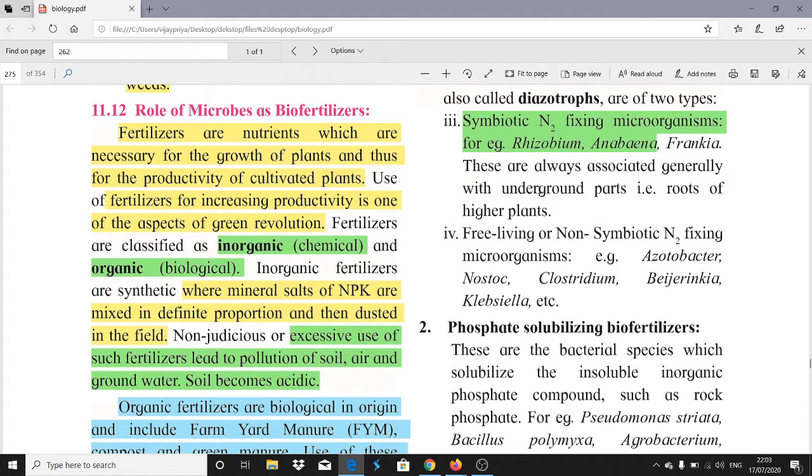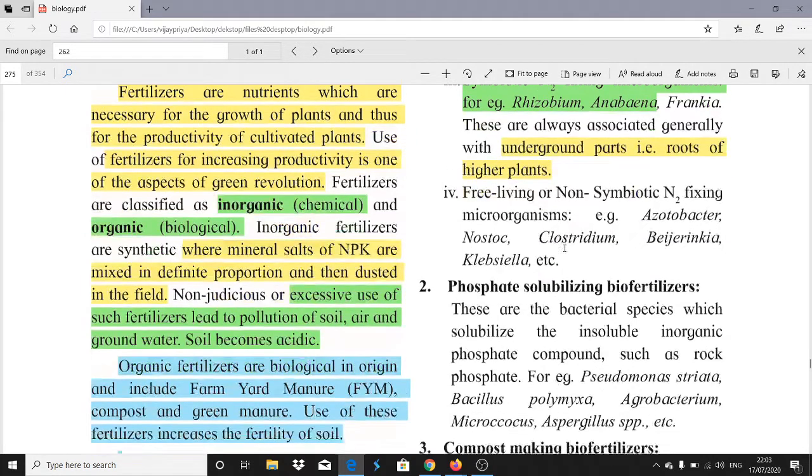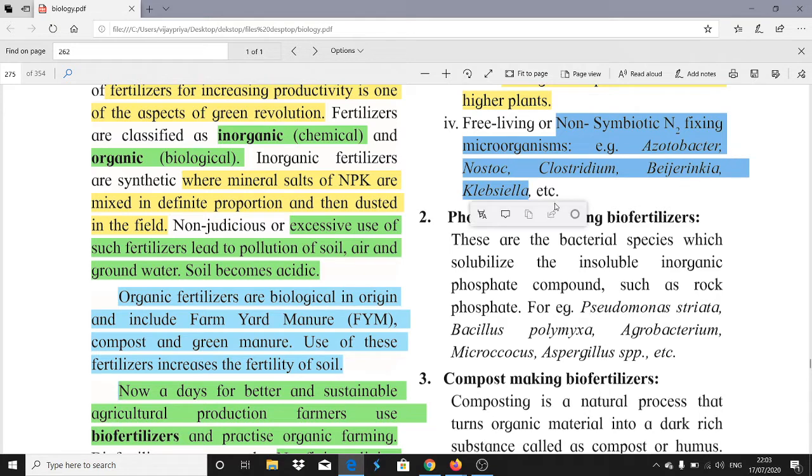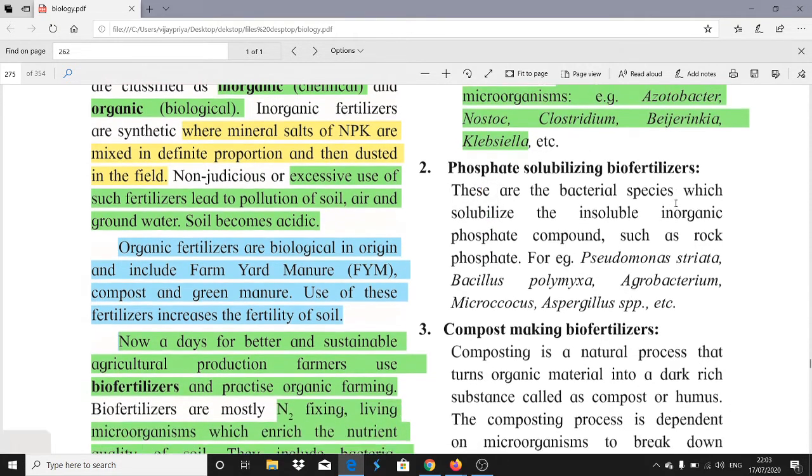They are present on the underground parts, that is the roots of the higher plants, which we are going to see with the help of diagrams. The other type is free living and non-symbiotic, like Azotobacter, which are non-symbiotic or free living. Okay, Clostridium, Azotobacter, Nostoc, these are the examples.